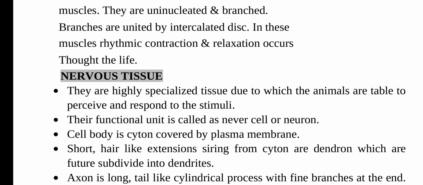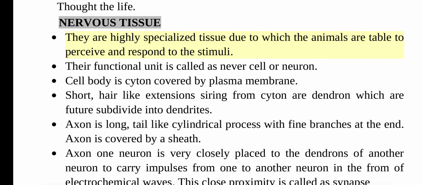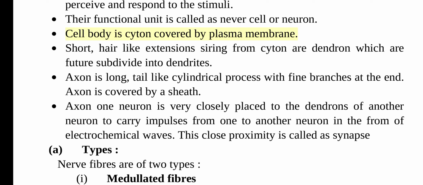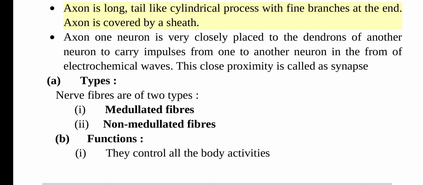Nervous tissue. A. They are highly specialized tissue due to which the animals are able to perceive and respond to the stimuli. Their functional unit is called the nerve cell or neuron. Cell body is cyton covered by plasma membrane. Short, hair-like extensions arising from cyton are dendrons which further subdivide into dendrites. Axon is a long, tail-like cylindrical process with fine branches at the end. Axon is covered by a sheath.